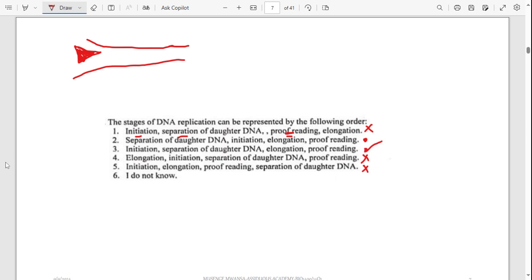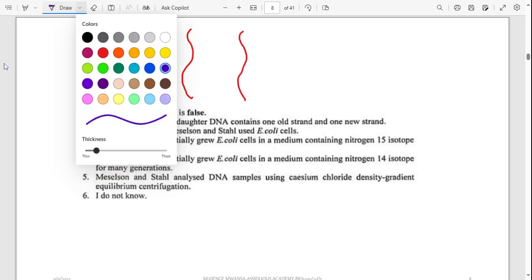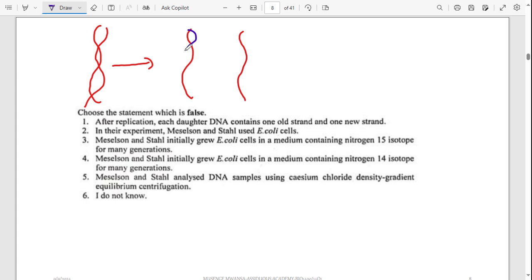Choose a statement which is false. After replication, each daughter DNA contains one old strand and one new strand. So what happens is this. Let's say we started with this structure. After replication, these two are going to separate like this. And what will happen is that to each one of these, we're going to add a new strand. And then this is the first replication that has happened.